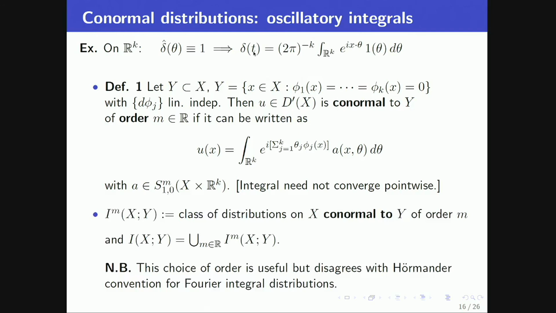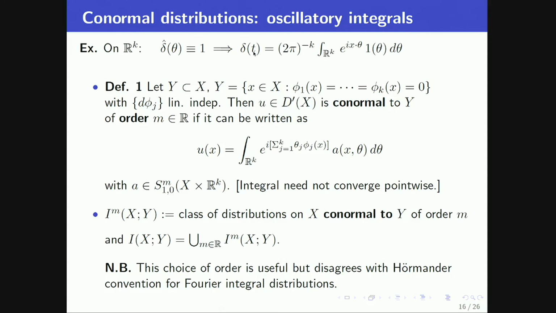Okay, so one more thing to say about the phase function is that this phase function is linear in the phase variables theta 1 up to theta k. And that's really what distinguishes conormal distributions. The phase functions are not just homogeneous of degree 1, they're actually linear functions in theta.